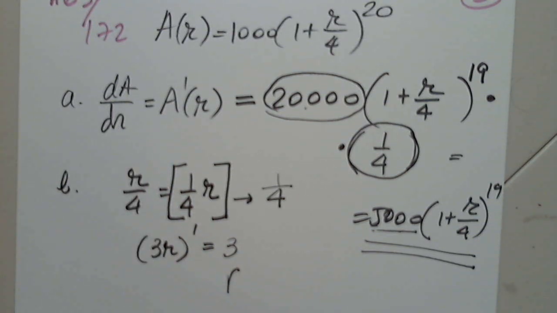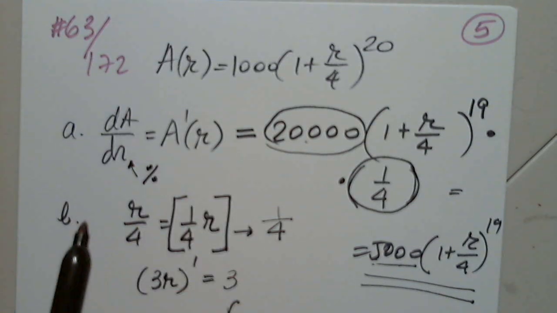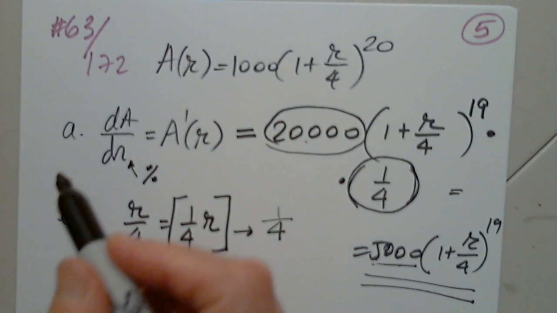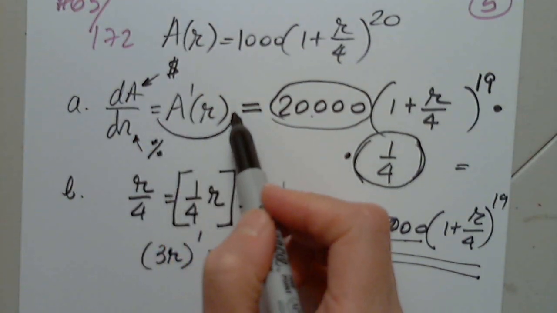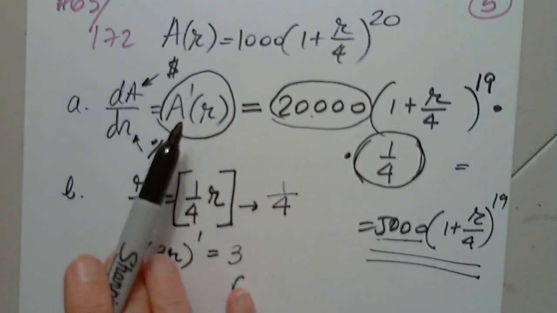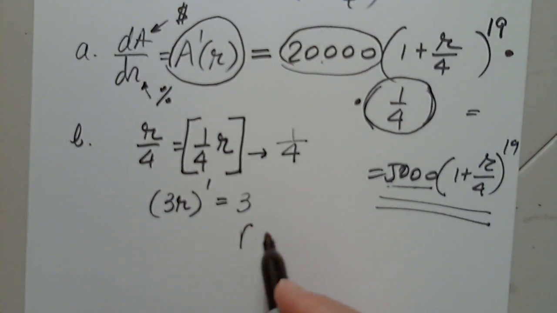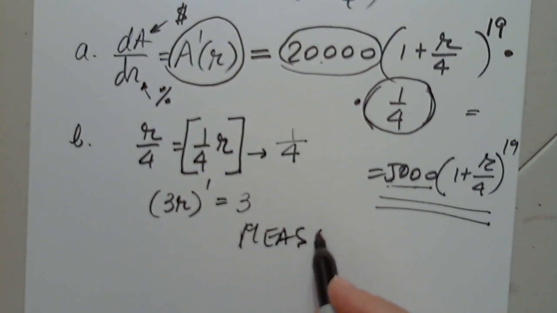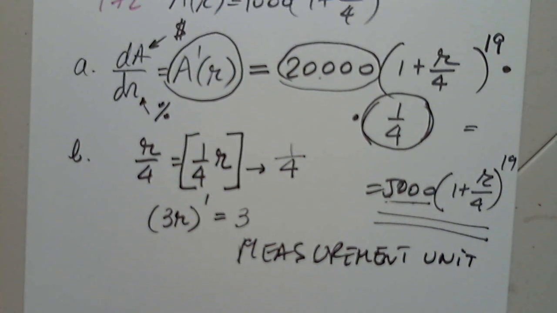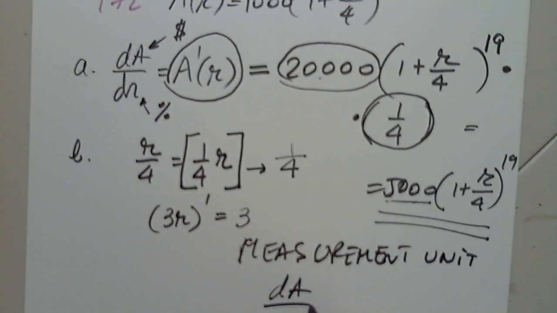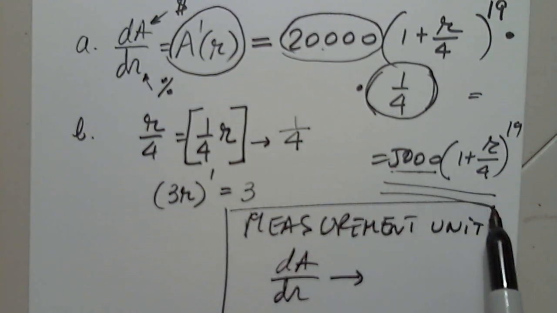So we're asked to find the measurement unit. Remember, this is in percent. It's the rate. This is in dollars. What will be the measurement unit for the rate of change of the accumulated value with respect to the interest rate? What would be the measurement unit for dA over dR?